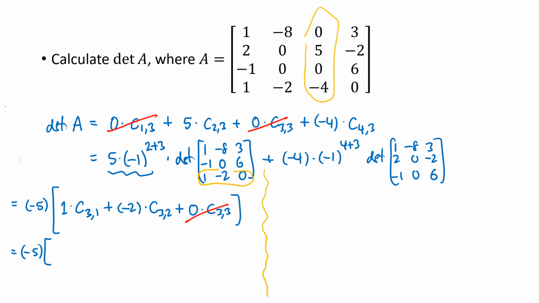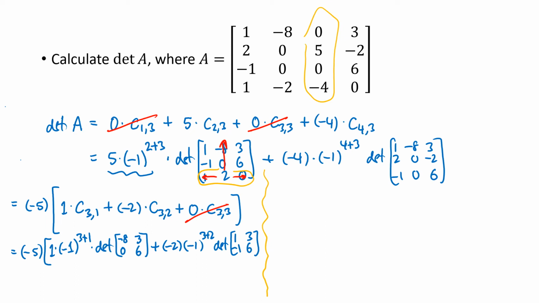Well, what we get is 1 times -1 to the 3 plus 1 times the determinant of the 2x2 matrix that we get by eliminating row 3 and column 1 of that matrix. So there's row 3 and column 1, and so that 2x2 matrix that we get is -8, 3, 0, 6. And then this is going to be -2 multiplied by -1 to the 3 plus 2, multiplied by the determinant of what we get by eliminating row 3 and column 2. So that is going to be row 3 and column 2. If we eliminate those, then we're left with 1, 3, -1, 6.